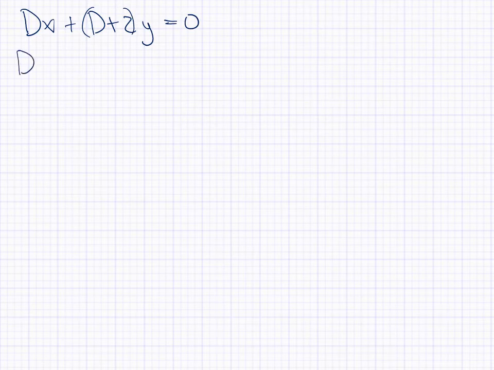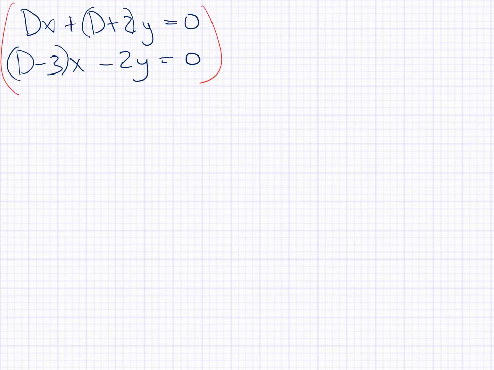So remember, our differential equation is (D + 2)y... Dx + (D + 2)y = 0, and (D - 3)x - 2y = 0. So if I look at this system, multiply the first one by 2, and operate (D + 2) on the second, that'll get the y's to cancel each other out.